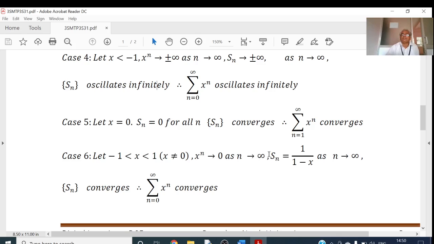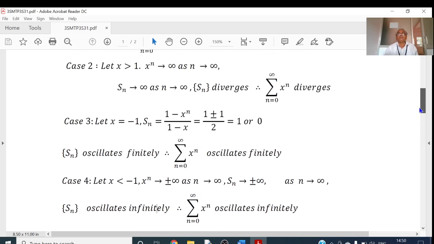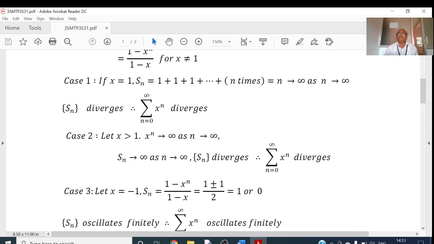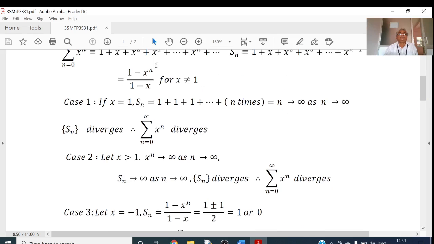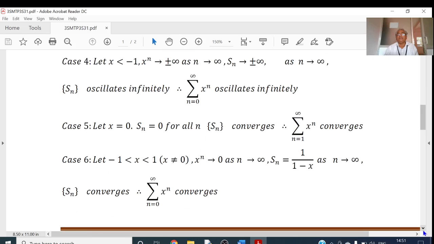Therefore, what about this Sn? Here x to the power of n tends to 0, so this term goes to 0. Then what remains here is 1 by 1 minus x. That is, the limit of Sn is equal to 1 by 1 minus x. And x is a finite, fixed quantity. Therefore, this is a finite value. That means the sequence Sn is convergent, and therefore the corresponding series is also convergent.